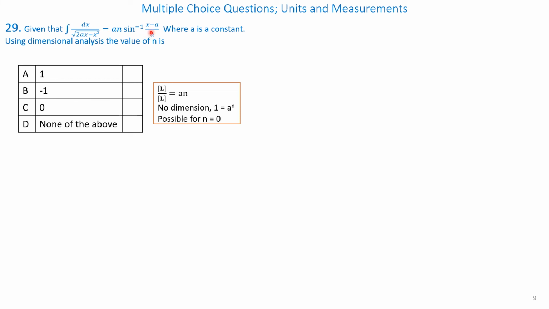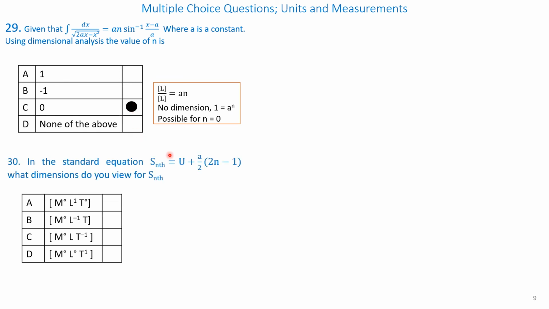Sine inverse of x minus a is dimensionless because a trigonometric function has no dimensions. Therefore, left hand side is L over L is 1 and right hand side is a to the power of n. So a to the power of n is equal to 1, so n can only be 0. Therefore a to the power of 0, that is n is 0. It is given as option C. C is the correct answer. Next question, question number 30.